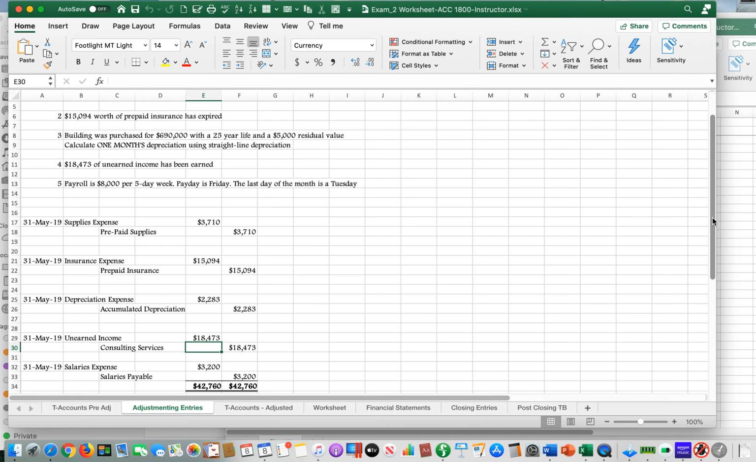So 2 times $1,600 is $3,200. And that's what you see here. We're going to debit salaries expense, $3,200, and it becomes a payable because the company owes it. It has incurred a debt, hasn't paid it yet, so it's a salaries payable. But you will expense it for May.